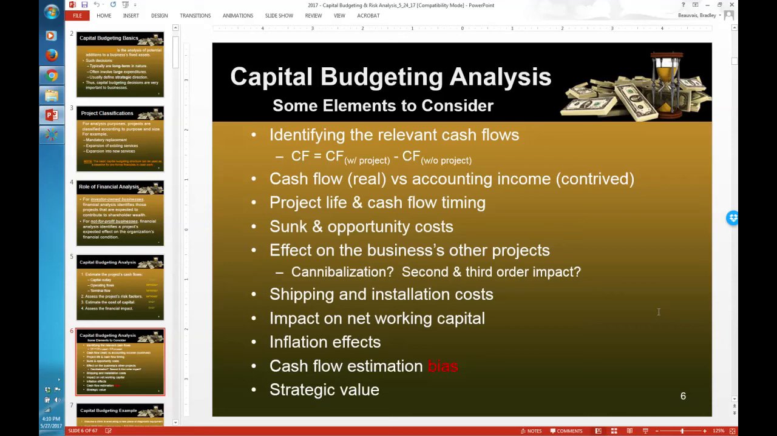We have to understand the project life, how long the time period is and when those cash flows occur. We have to understand sunk and opportunity costs. Sunk costs are anything that happened before this project, and we do not want to include them in the project itself. But we do want to consider, and perhaps include, opportunity costs if we're foregoing other income by virtue of pursuing this particular project.